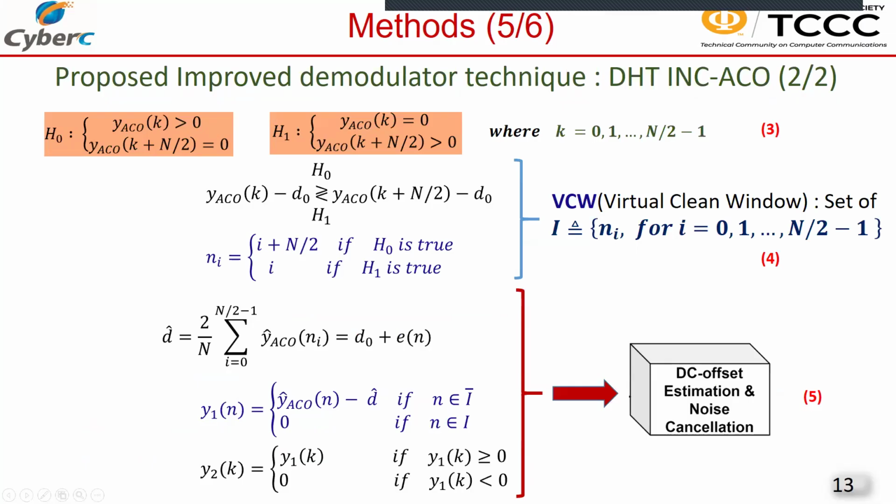This slide shows the principle of the virtual clean window. Due to clipping at the transmitter, the ACO-OFDM signal contains many zeros, as shown by H0 and H1 in equation 3. In the presence of noise or DC offset, wrong decisions of these zeros can be made. To solve this problem, the virtual clean window uses equations 4 and 5 for DC offset estimation and noise cancellation.